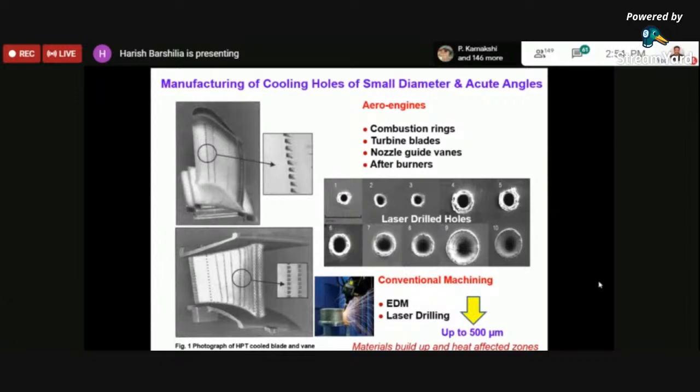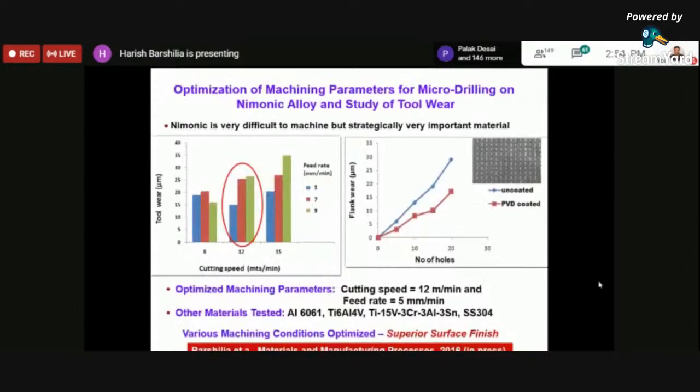But EDM, the problem is that it's very cost intensive and a very slow process. So what we have to do is apply these kinds of coatings on these tools. We have investigated drilling of various materials, for example aluminum alloys, titanium alloys, and stainless steel, and you find that the performance of the coated tool improves significantly as compared to that of the uncoated tools.